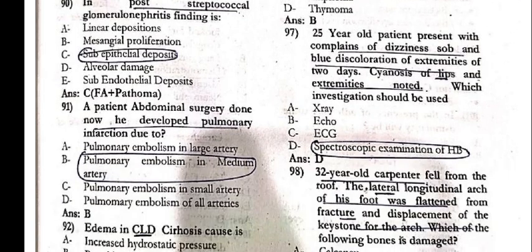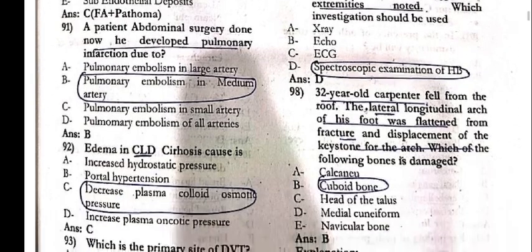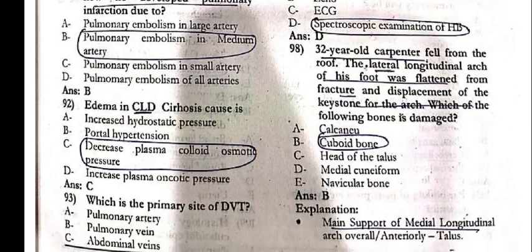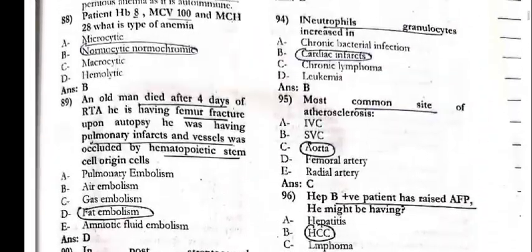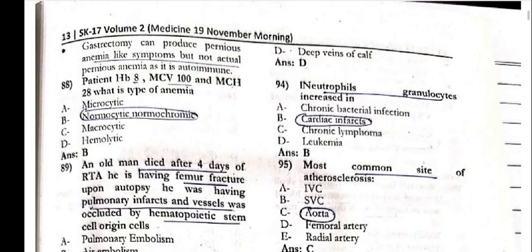The patient's abdominal surgery was done. Now he developed pulmonary infarction due to pulmonary embolism in the medium artery. The edema in CLD cirrhosis is caused by decreased plasma colloid osmotic pressure. What is the primary site of DVT? The primary site of DVT is the deep veins of the calf.